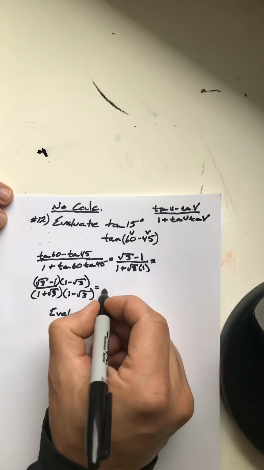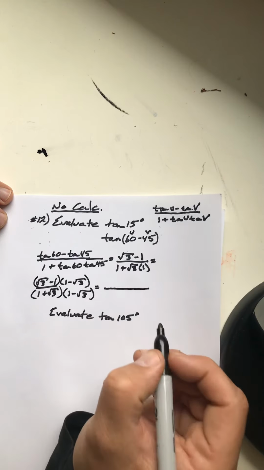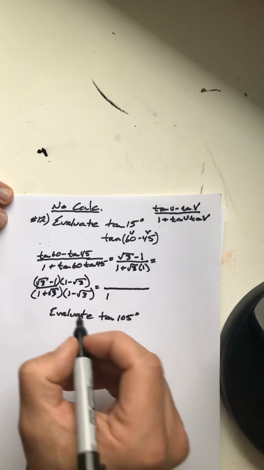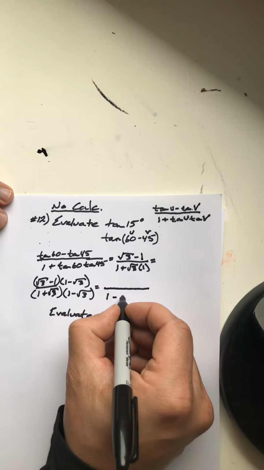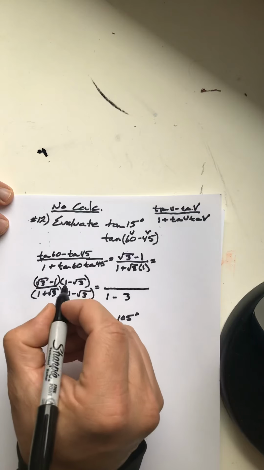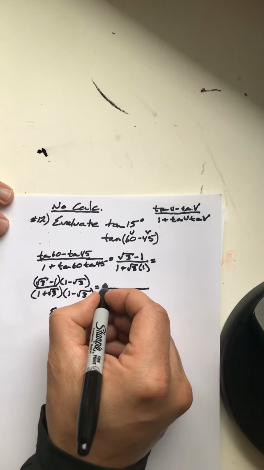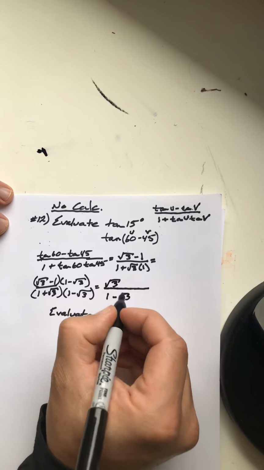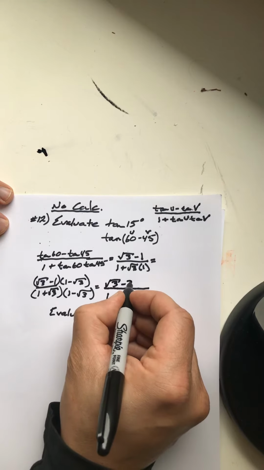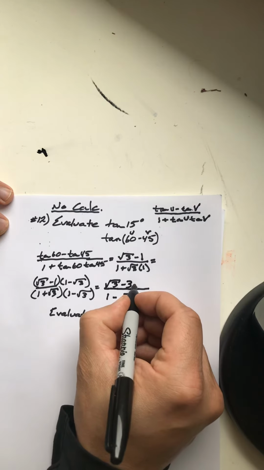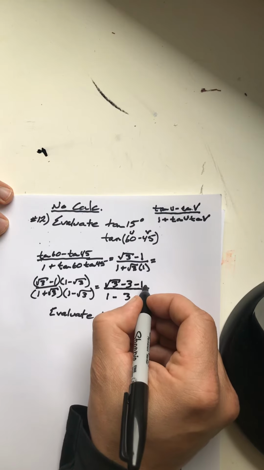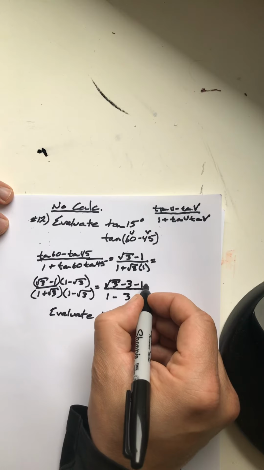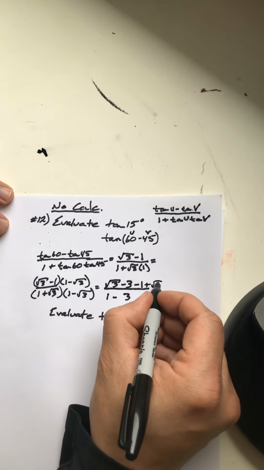So these are just FOILs again. So from the first you get 1, the outers and inners cancel down here. And from the last you end up with just minus 3. So from the first here you end up with a radical 3. From the outers you end up with a minus 3. From the inners you end up with a minus 1. And from the last you end up with a plus, sorry, radical 3.